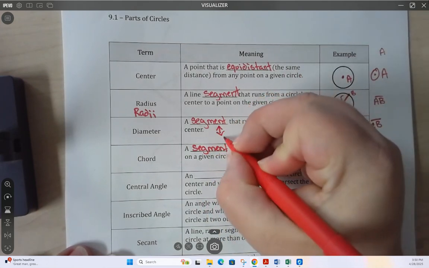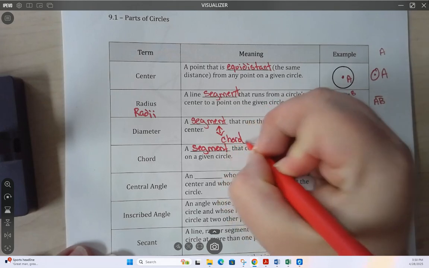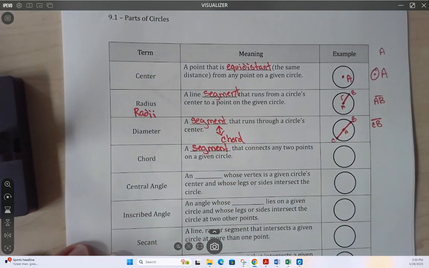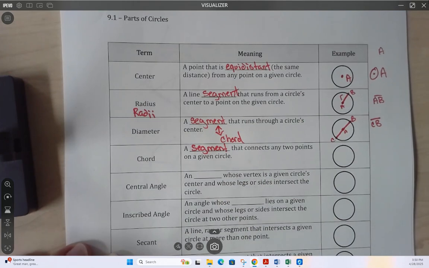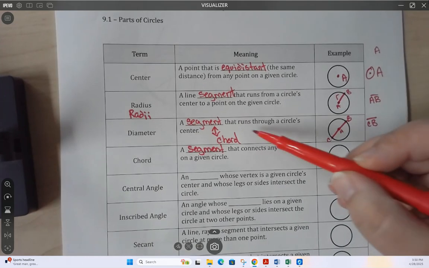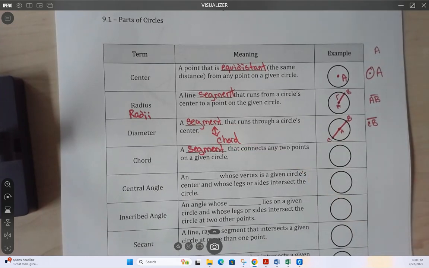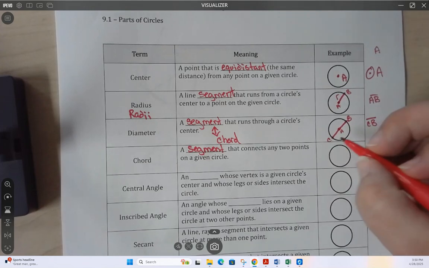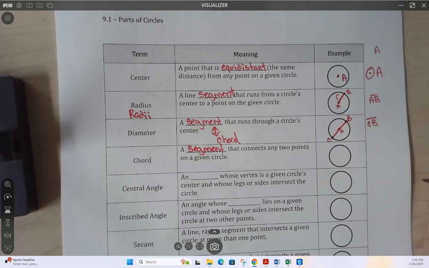Now this one could have also been chord. And I honestly don't remember which one Delta Math puts, so I'm going to put both there as interchangeable. A segment that connects any 2 points on a given circle. And the reason I came back up to diameter and said that could be a chord is that our diameter fits the description of a chord. It connects any 2 points on a given circle.